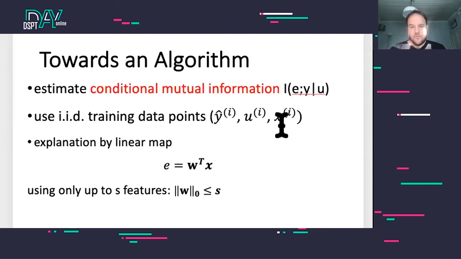Moreover, we will also restrict ourselves to explanations that are obtained by linear maps. And moreover, this linear map, which is characterized by a weight vector W, might only have up to S non-zeros, where S is a sparsity degree. So this S is a fixed, small constant, which gives the maximum number of non-zero weights, or equivalently the maximum number of features which can be involved in the explanation E.